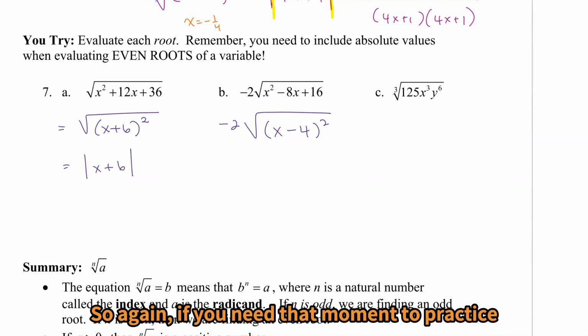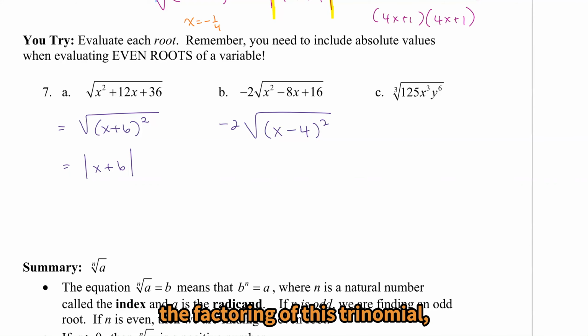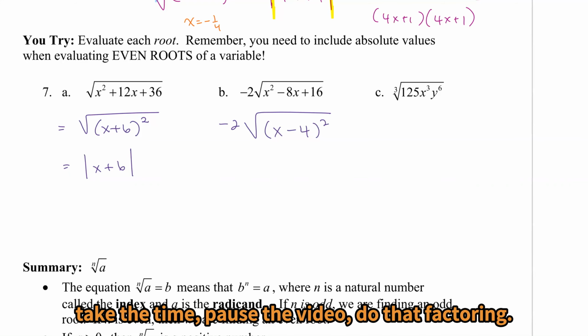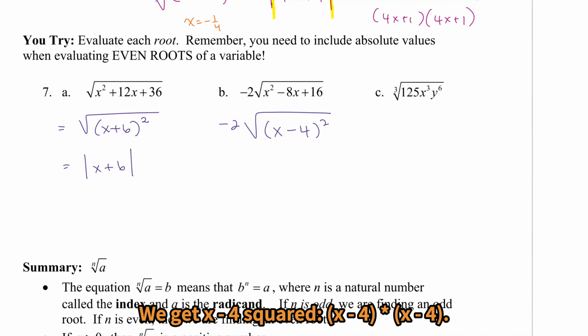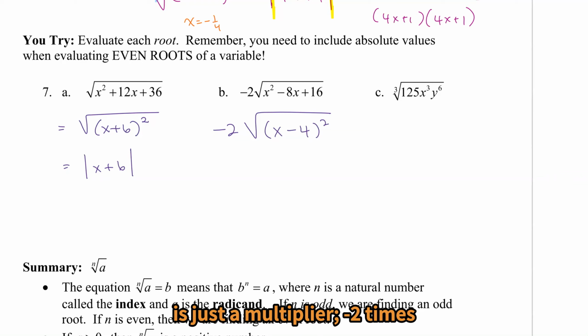So again, if you need that moment to practice the factoring of this trinomial, take the time. Pause the video, do that factoring. We get x minus 4 squared, x minus 4 times x minus 4. The -2 sitting out front is just a multiplier. -2 times the radical x minus 4 squared.